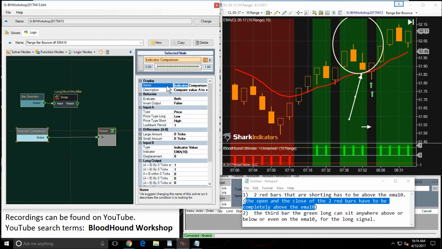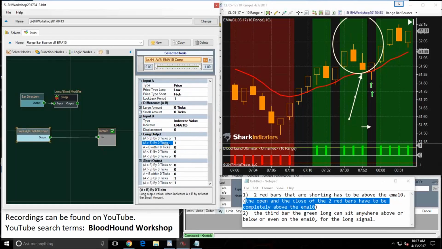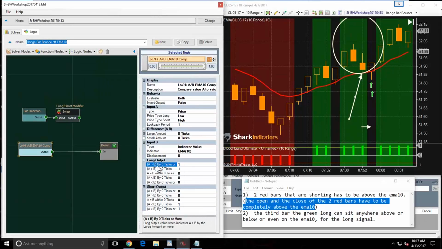So we either want the low or the high of the bar to be above or below the EMA 10. Give it some kind of generic name like that. So we didn't have to change our outputs here. All right, so let's keep in mind that quite often, you may have to change your outputs. So for the long output, instead of using the upper outputs, we might have had to use the lower outputs, but not in this case.